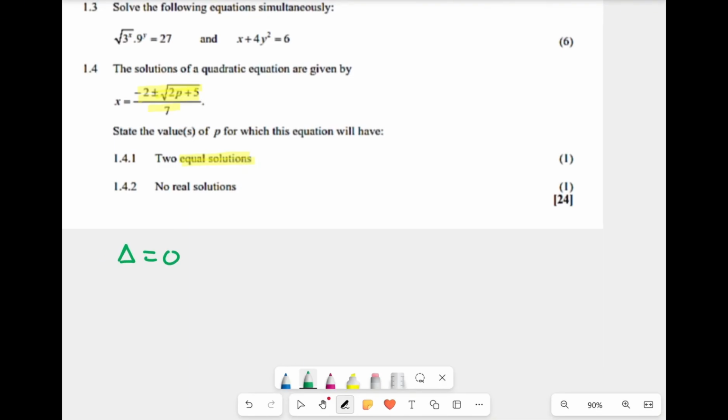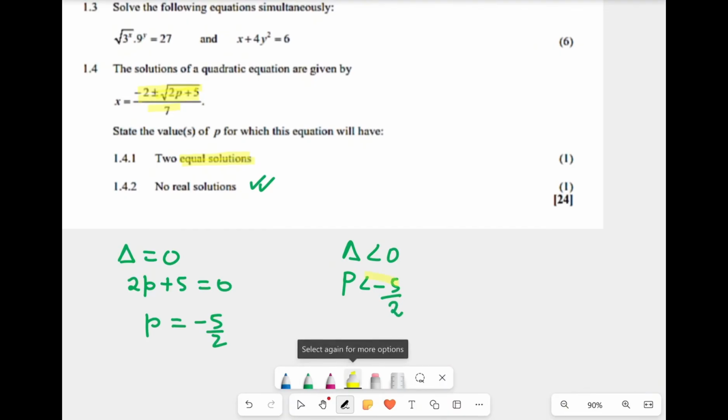So in this case, under the square root, we have 2p plus 5 is equal to 0. So p is equal to negative 5 over 2. And then for non-real, which is 1.4.2, for no solution or non-real, the discriminant must be less than 0. So that means your p will be less than minus 5 over 2. And then we are done with this question.